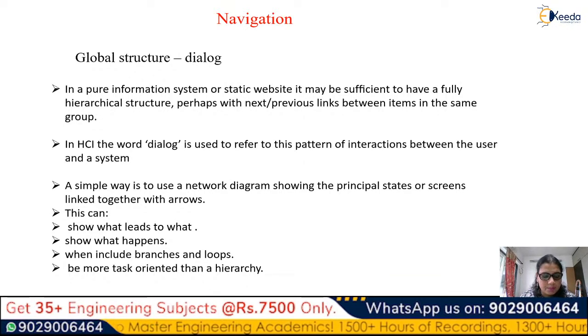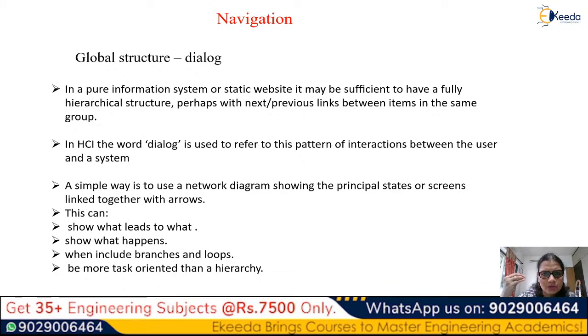Then we have a simple way to use a network diagram. The network diagram will show what happens and what leads to what. It shows what is leading where, can include branches and loops, and could be task oriented rather than a hierarchy. This is not confusing, and your network diagram can make the presentation of your interactive system clearly understood. Always remember, don't go for a theoretical one.